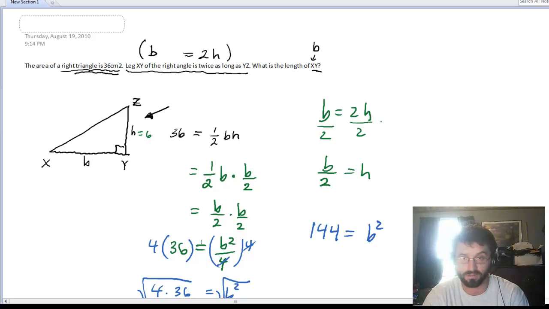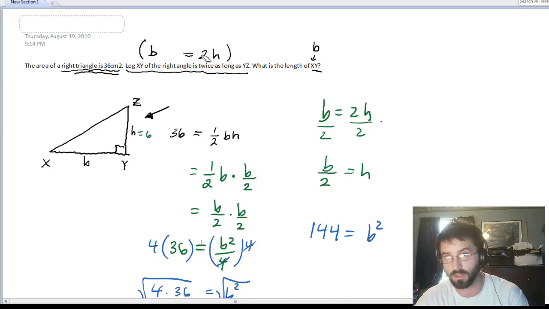So there's a lot of different ways to do this. But any way you slice it, if you set it up correctly, as long as you do the substitutions and the subsequent algebra correctly, then you should get the same answer for the base being 12 and the height being 6. Alright, let me make up another one.